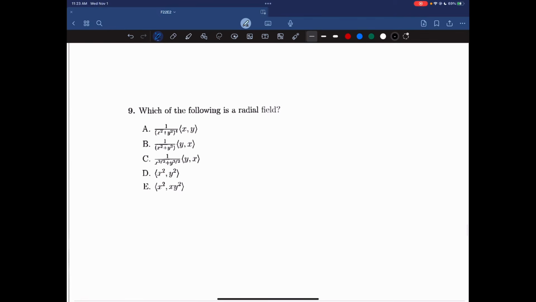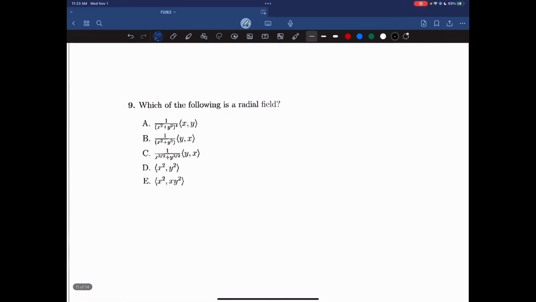Number 9, which of the following is a radial field? As we know, a radial field is a field where, at each point, the vectors go out in all directions. This is like what I was thinking, like an electric field. I don't know if you guys have experience, but this would be like a positive charge, but that does not really matter. We are in math, not physics.